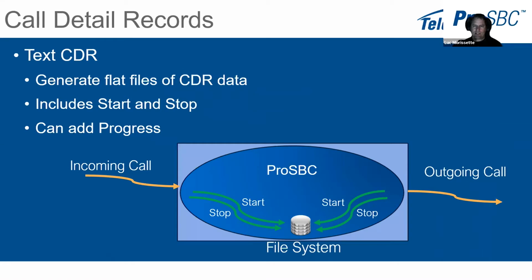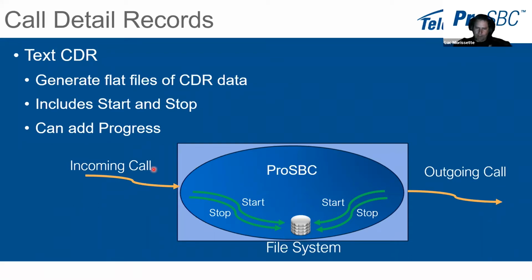So when we want to use text CDRs, we will configure the system so that it has text CDR enabled, okay? It will generate flat files of CDR data. So these will be just like text files with all the data about start and stop of each of these calls. So at the start of a call, it will print an entry in the file, and when you do stop, it's going to do a stop in the file.